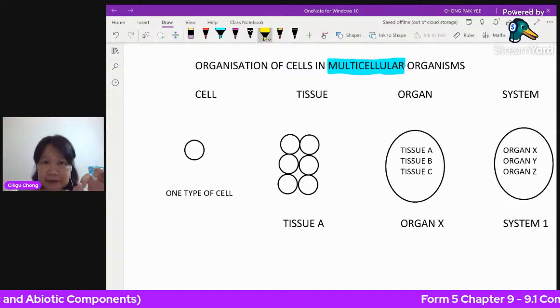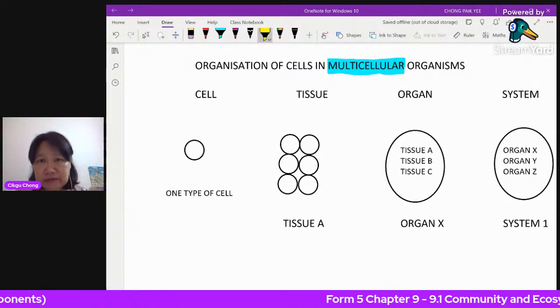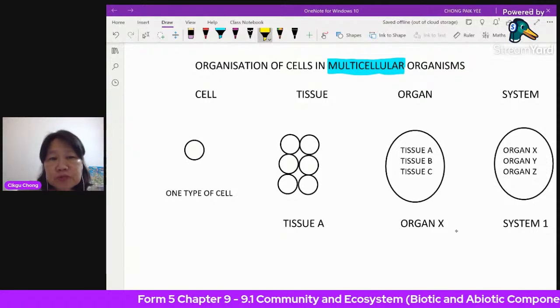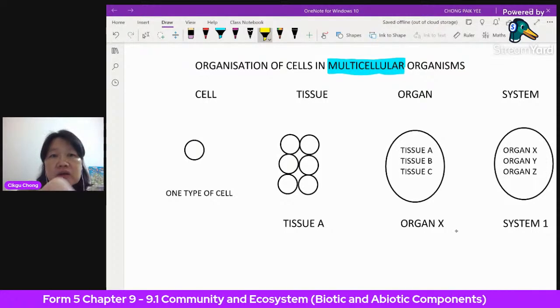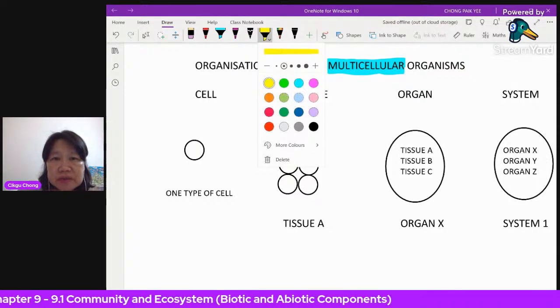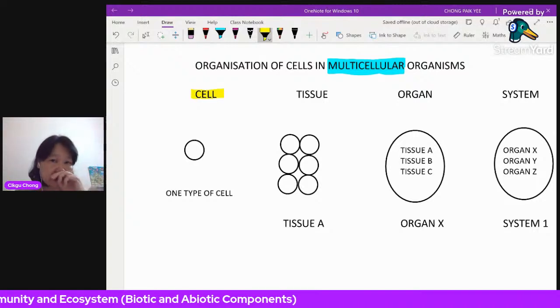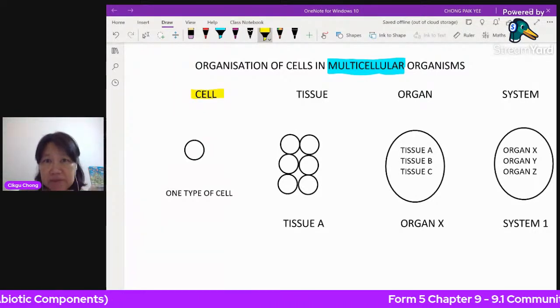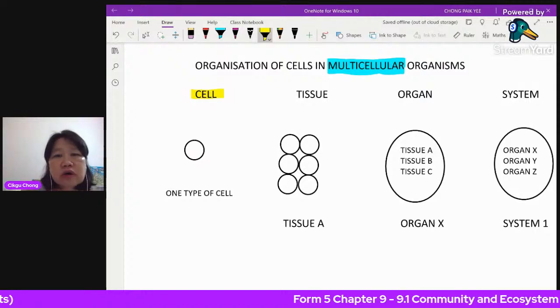Now, this is a cell. One cell is not enough to do the job. So you need many cells. So if you have a group of the same type of cell, you will call it a tissue. Okay, remember last time you learned this one, one cell. Cell is what, just one cell. If you have many cells of the same type, grouped together, you call it a tissue.